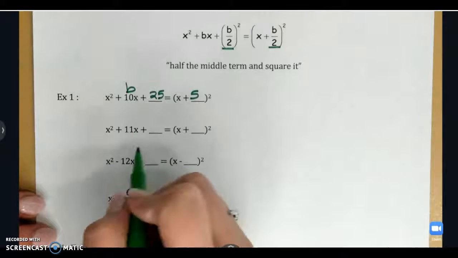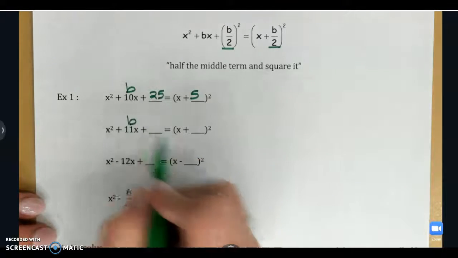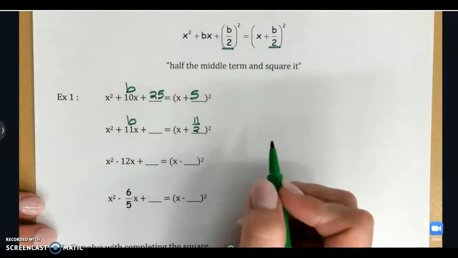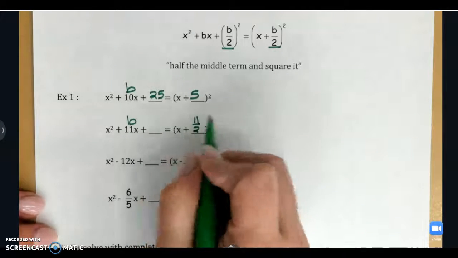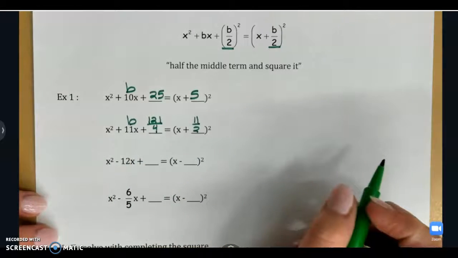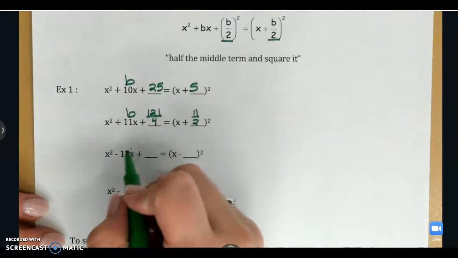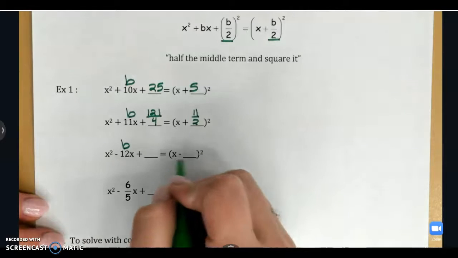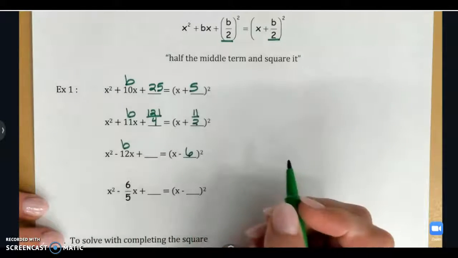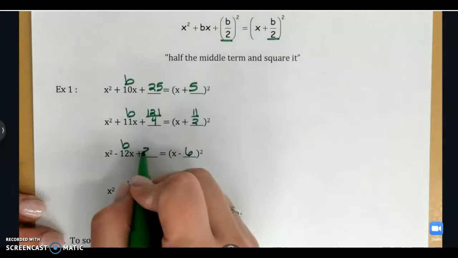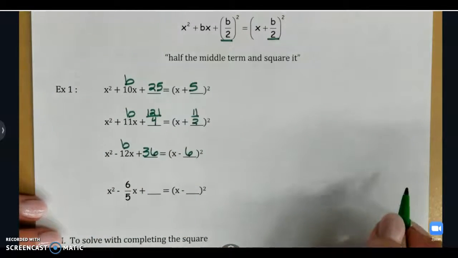Okay. Let's practice this again. On the second one, my b term is 11. Half of 11 is 11 over 2, and we're going to leave that as a fraction. 11 over 2 squared is 121 over 4. Okay. Then again, our b term here is negative 12, so half of that is negative 6. So this is going to be x minus 6 squared. And that third term is going to be negative 6 squared, which is positive 36.